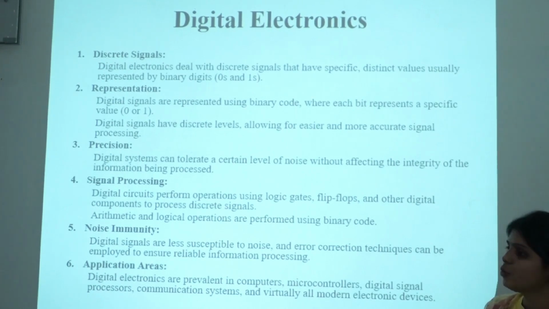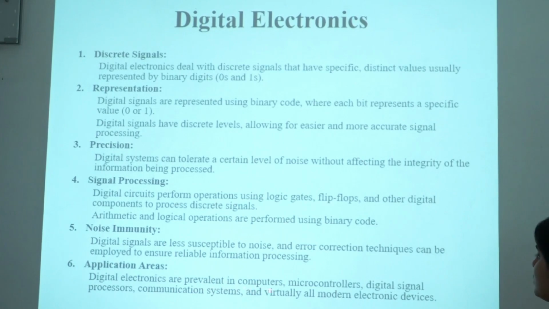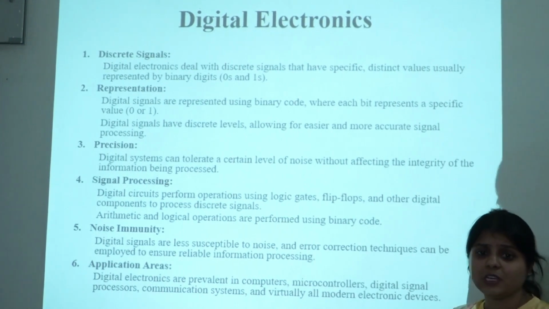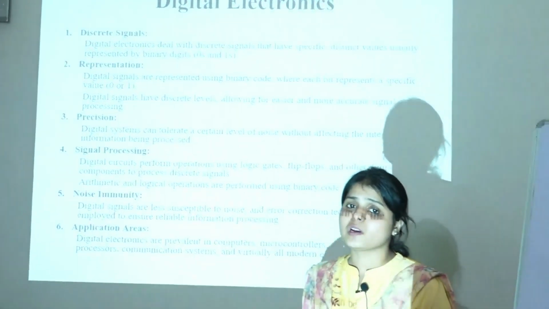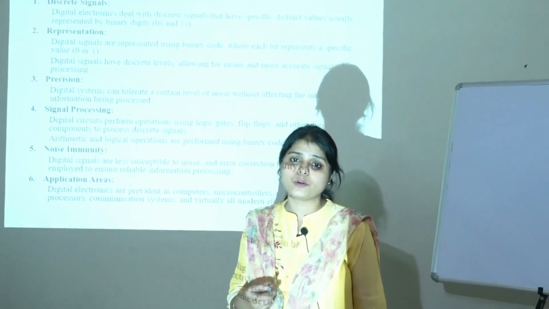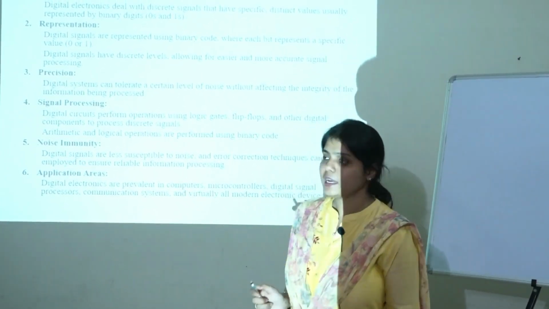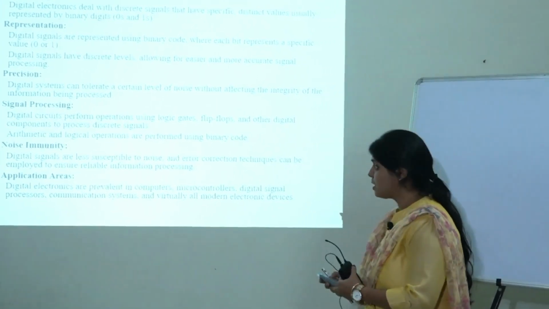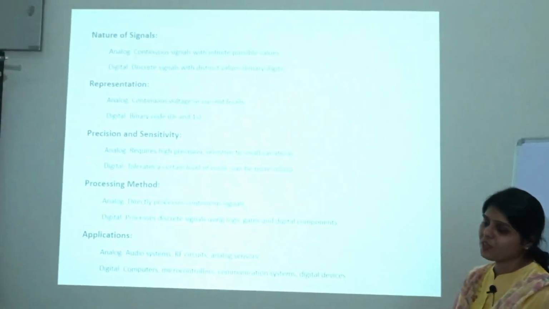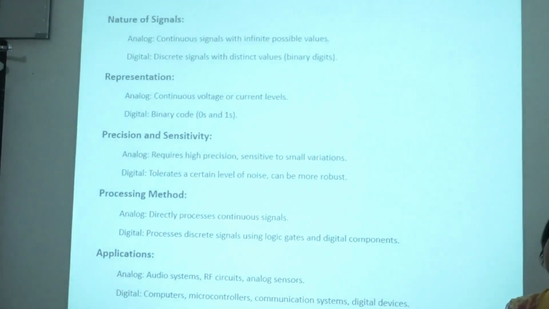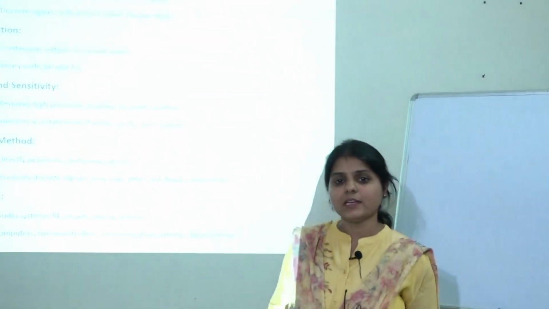Apart from that, when we look into the application areas, digital electronics is relevant in computers, microcontrollers, digital signal processors, communication systems, and satellite communications. Whatever the communication related aspects we look into, the computer related communication aspects, we majorly use digital electronics. So in order to summarize, I have put together a few points for you to differentiate between analog and digital electronics.